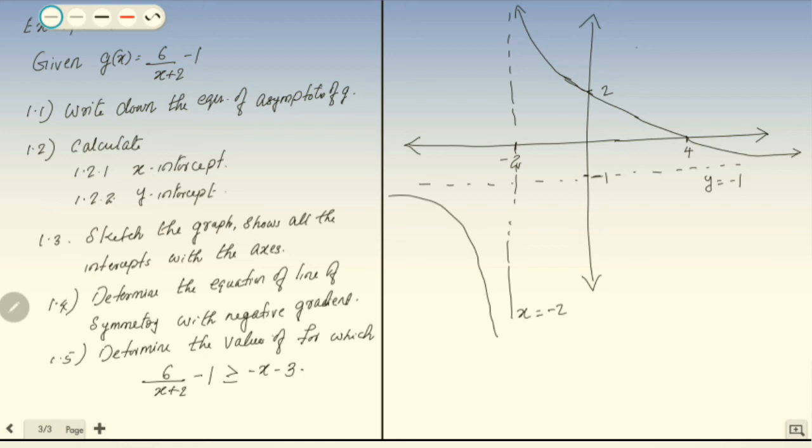Now we can move to the next question. Question number 1.4, we have to find the equation of the line of symmetry, or axis of symmetry, with the negative gradient. We know that there are two axes of symmetry. One is with the positive gradient, the other one is with the negative gradient.